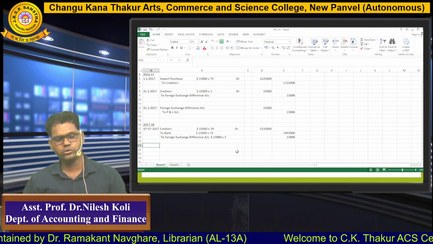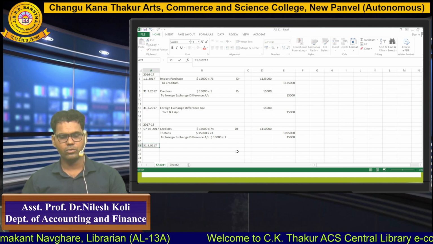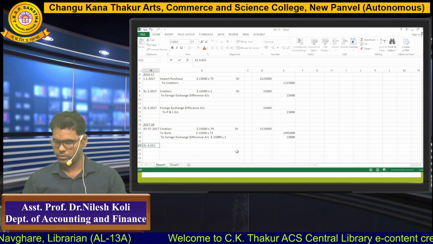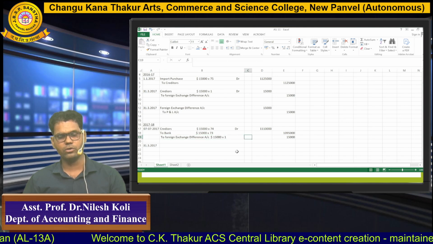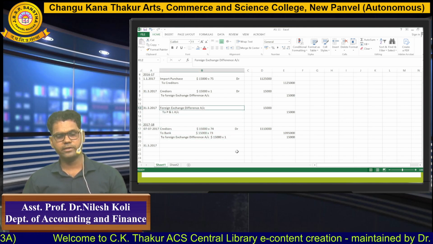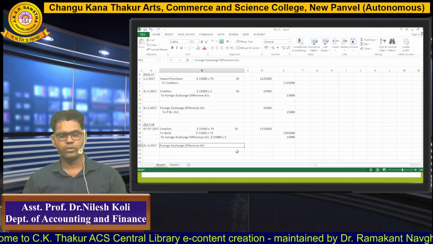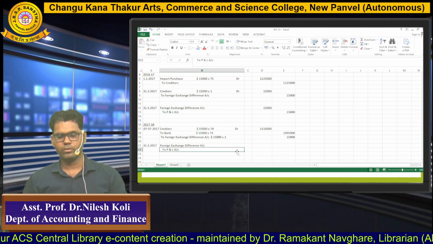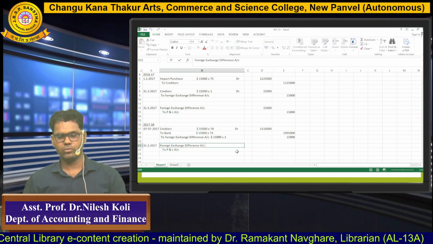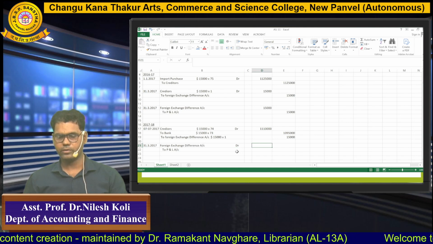So henceforth we close the books of account, and on 31st March 2017, the foreign exchange difference account balance will be transferred to the P&L account. So the entry will be, as it is credited, we will debit the foreign exchange difference account by rupees 15,000.